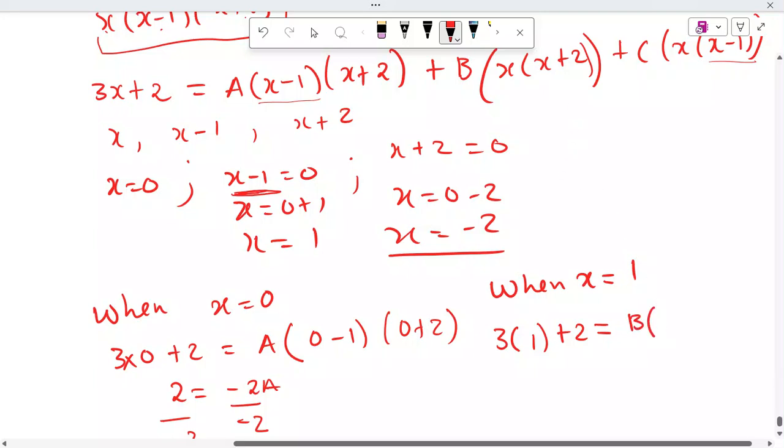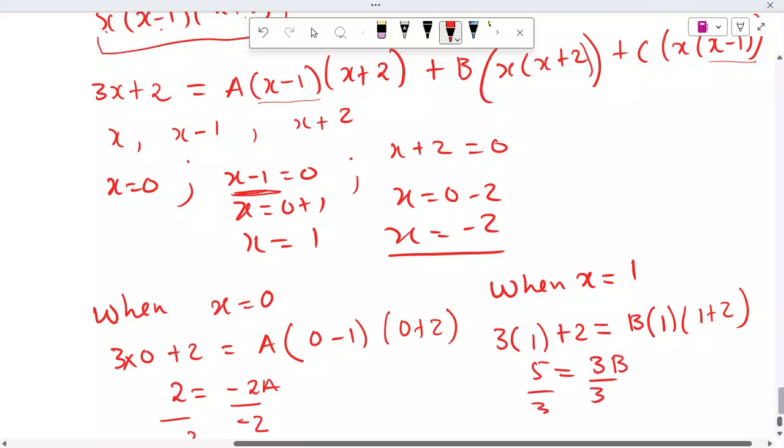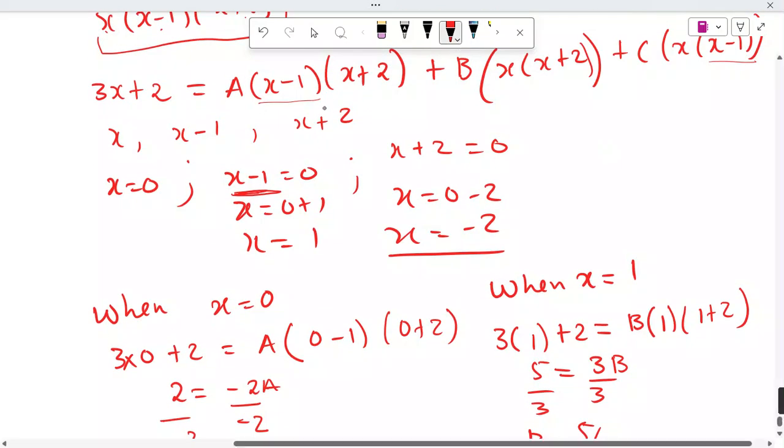Then here x is 1, 1 plus 2. So 3 multiplied by 1 is 3, 3 plus 2 is 5, equal to this plus this 3, 3 multiplied by 1, which is 3, so it will be 5 over 3. So B equals 5 over 3.